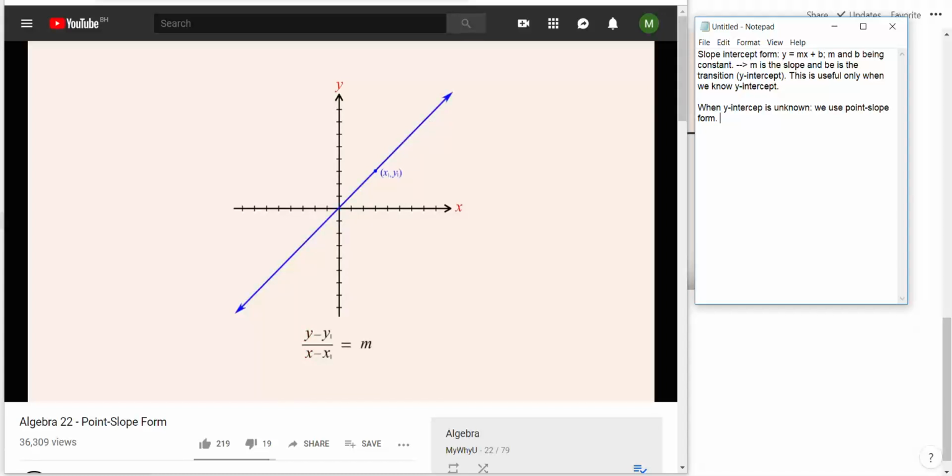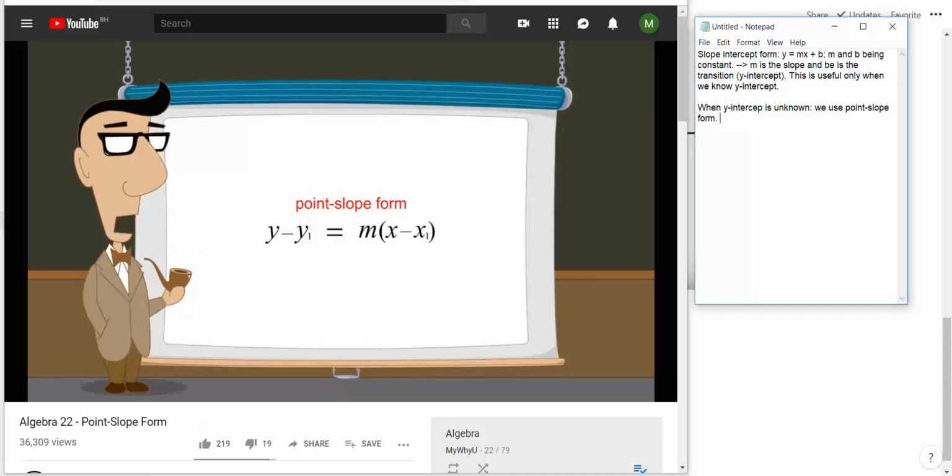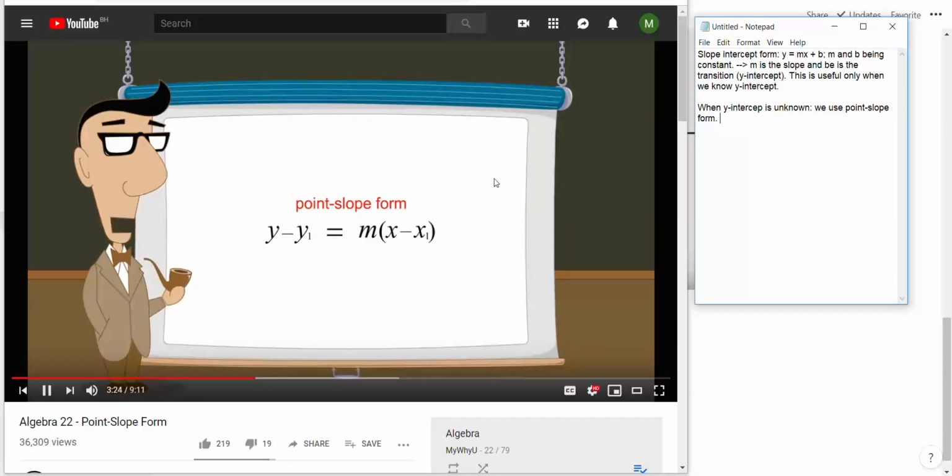This equation is easier to read if we rearrange it so that the y's are on the left side and the x's are on the right. To do this, we multiply both sides of the equation by x minus x1. This allows us to cancel the denominator x minus x1 on the left side of the equation. The result is the point-slope form of the equation for a line. Let's try an example using this form to write the equation for a specific line.